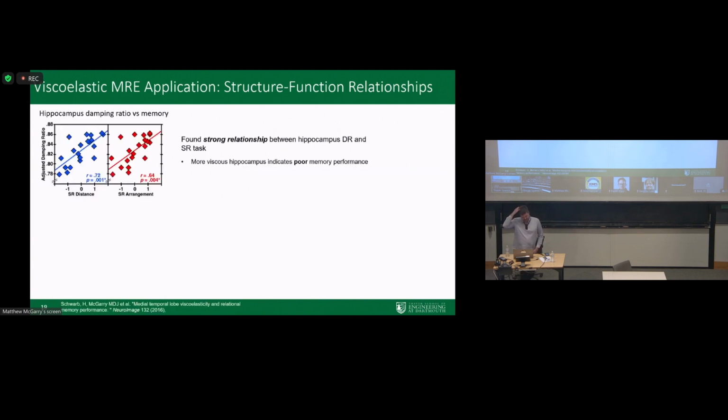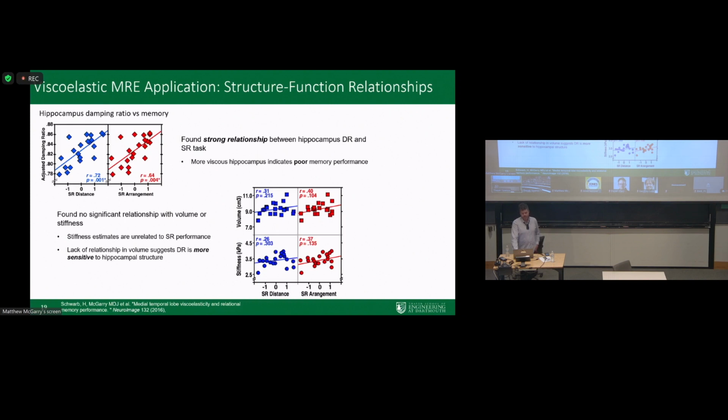I was actually not all that confident that this was ever going to work. It seemed like a bit of a stretch, but we did find a really strong relationship between the damping ratio of the hippocampus and the spatial reconstruction task. That was not reflected in the volume, which is the standard measure of hippocampal health, and also not in the stiffness, just because the stiffness isn't affected; there are other compensatory mechanisms.